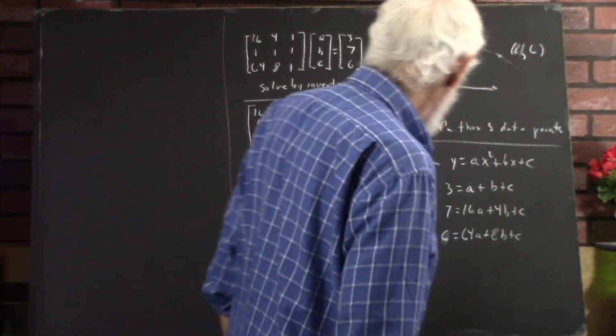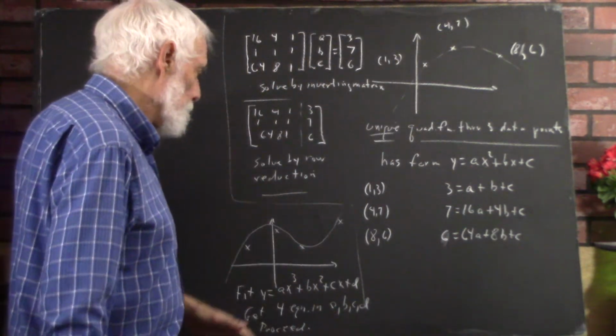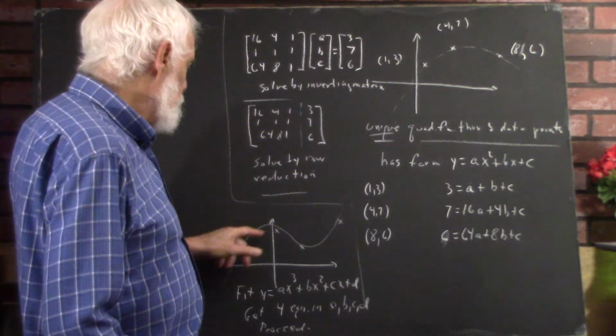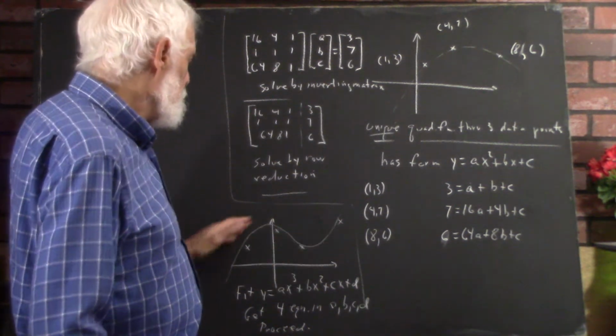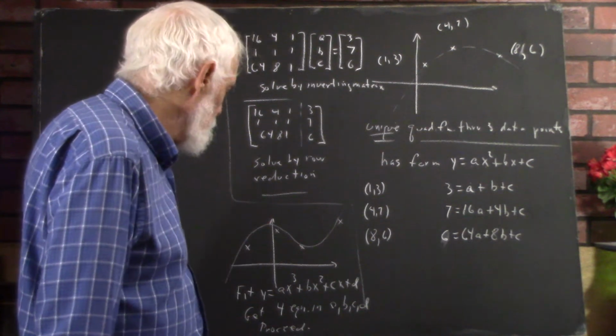Okay. Yeah, good. I'm not sure where we cut off, but I think it was pretty close to right here, where we had 4 points, and there's a third degree polynomial that goes through these 4 points.